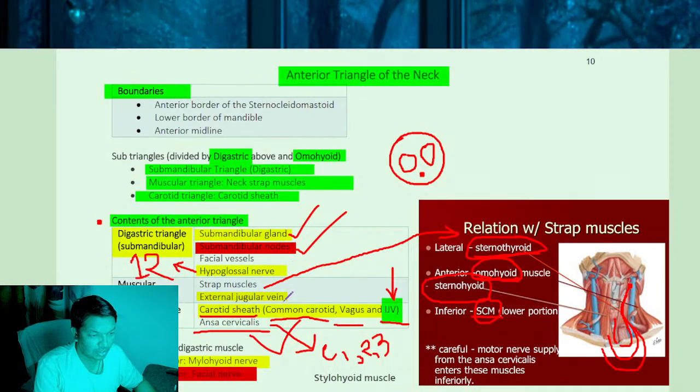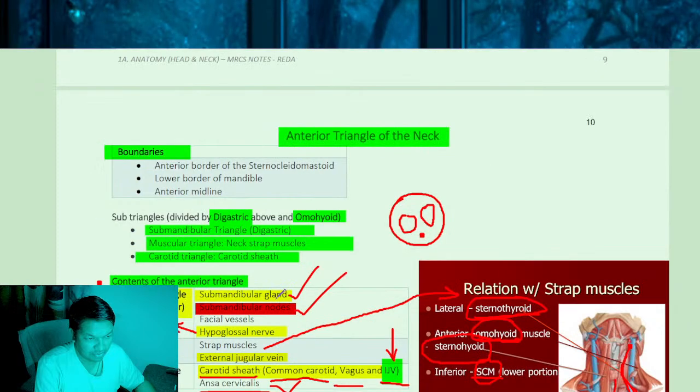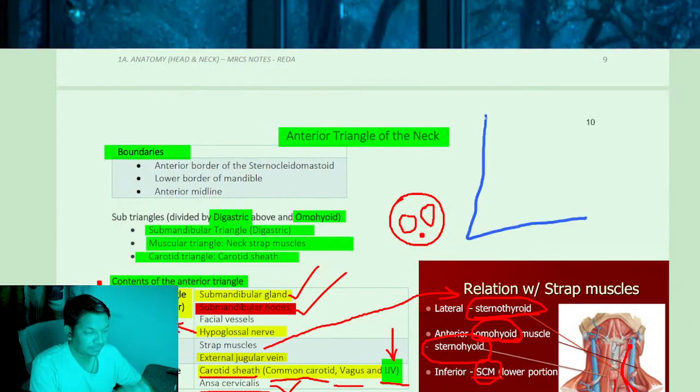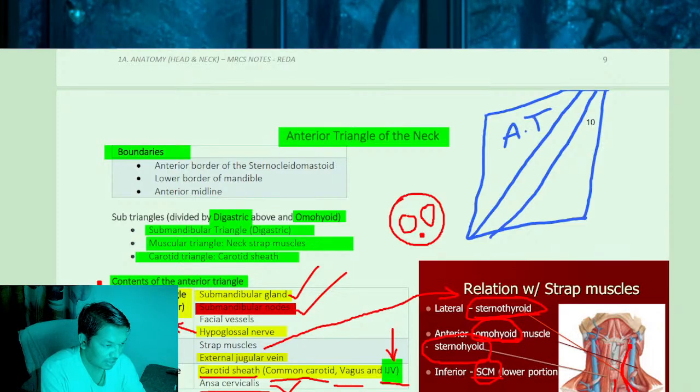Anterior triangle of the neck. This is important. Already we got a little idea that the sternocleidomastoid divides the neck into two triangles. The sternocleidomastoid is dividing the anterior triangle, and this is the posterior triangle.